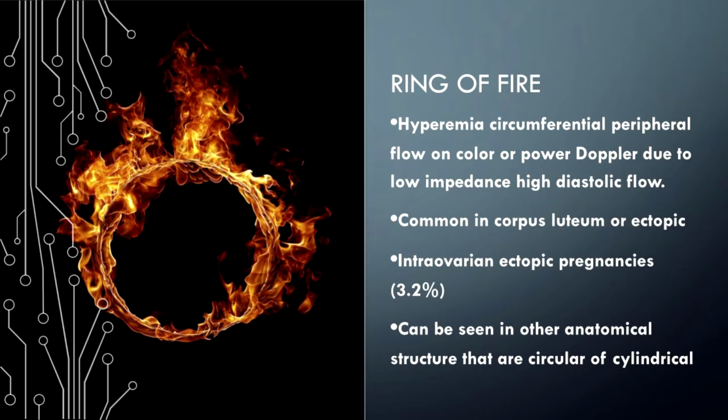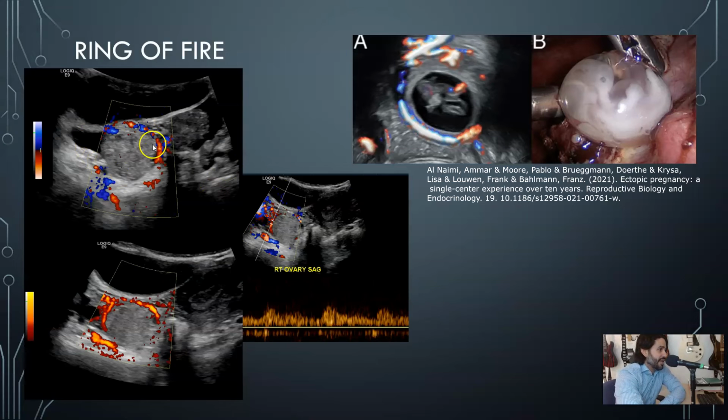And it can be seen in other anatomical structures that are circular or cylindrical, or have inflammatory processes in the organ that are circular. So here you have a corpus luteum cyst, or a hemorrhagic corpus luteum cyst in a female in her periovulatory phase. You can see the ring of fire with power Doppler and color flow Doppler. And you can see the spectral Doppler is showing a low resistance waveform, which is typical of ovarian tissue that's ovulating as well.